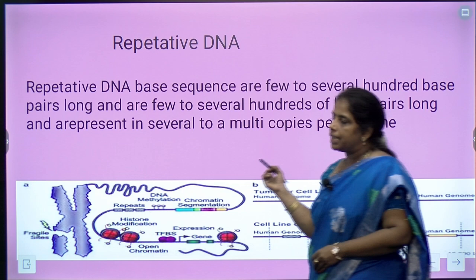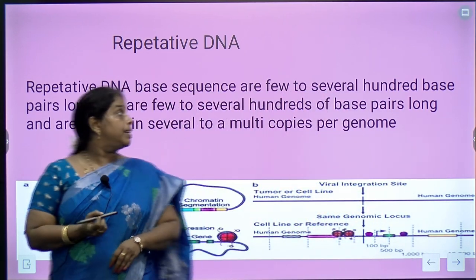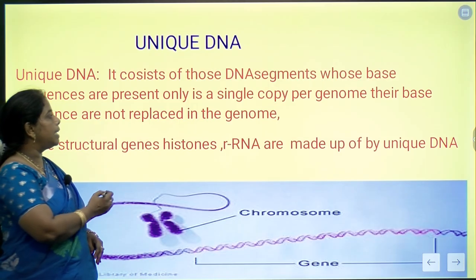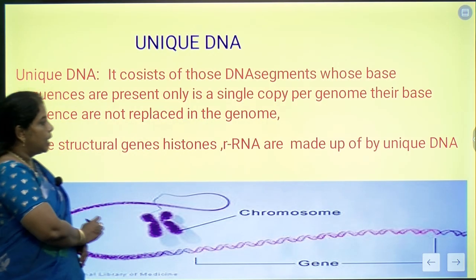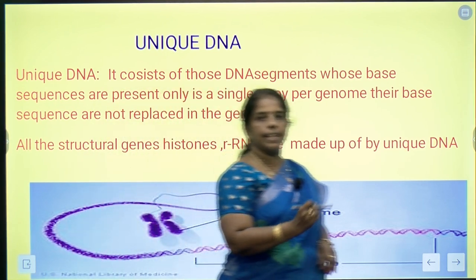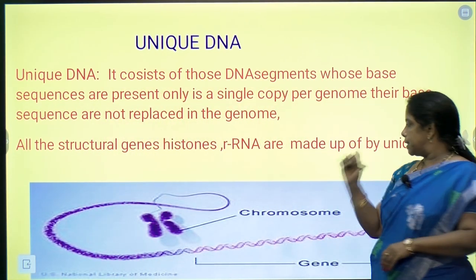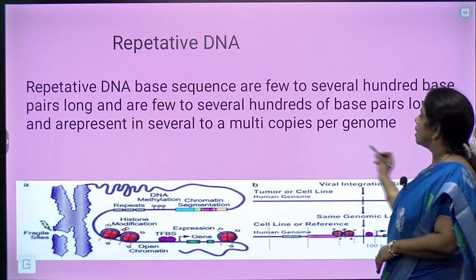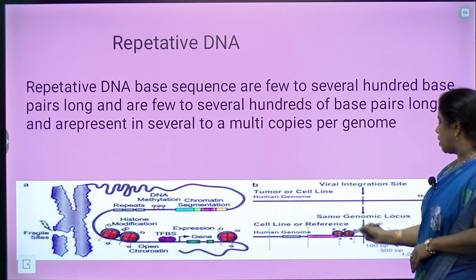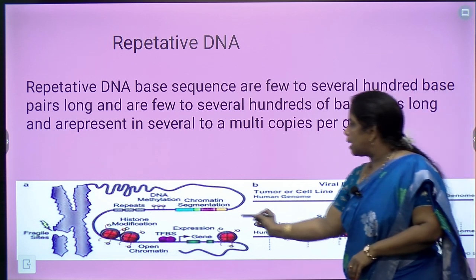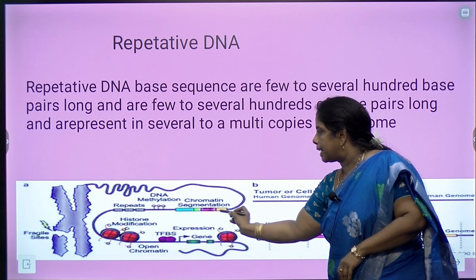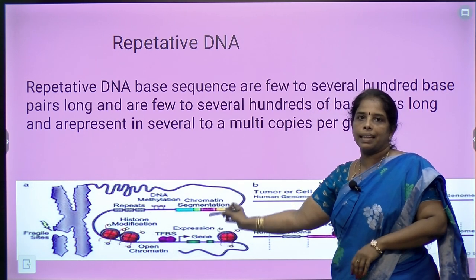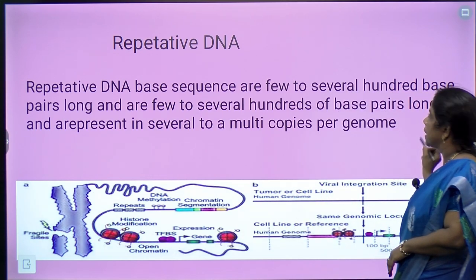Next, repetitive DNA. Repetitive DNA sequences are a few to several hundreds of base pairs and they are present in multiple copies. So unique DNA is a single sequence and the repetitive DNA is multiple copies in the genome. In this picture you observe how the DNA is completely arranged inside the chromatin material, how the genes are located and how they are arranged in the chromosome.